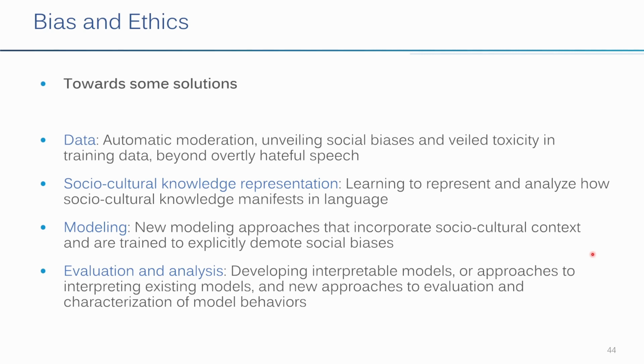Also, on evaluation and analysis, developing interpretable models or approaches to interpret existing models, and new approaches to evaluation and categorization of model behaviors. So explainability is a big issue right now in AI and deep learning as a whole. Although those models are able to scale quite a lot and are robust enough, their power to interpret their decisions, or what those parameters mean for the overall picture, is not that easy.